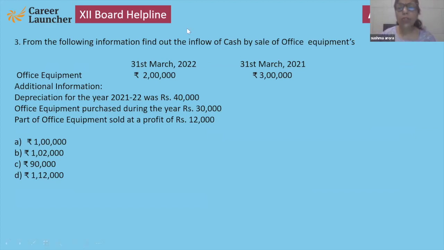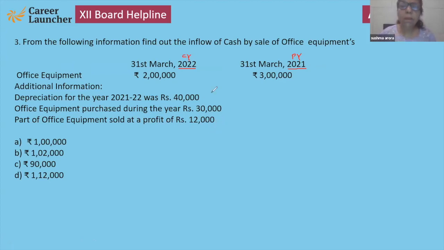See, what I want to tell you, be careful about the year. This is 2021, this is 22. We can see this is the previous year and this is the current year. Okay, depreciation for the year was 40,000, purchased during the year 30, part of office equipment sold at a profit of 12,000.